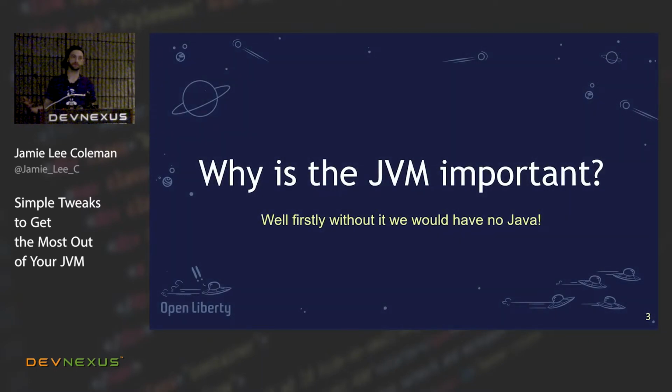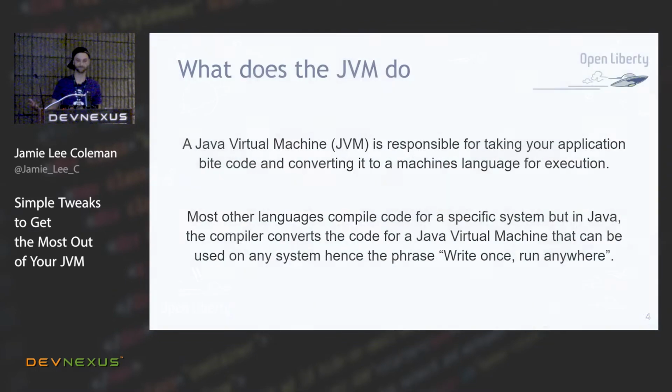Why is the JVM important? Well, as Java developers, our code generally wouldn't run without the JVM. So a bit of an overview of what a JVM is. It's a virtual machine. It's responsible for taking your application bytecode and converting it into machine language. The great thing about the JVM is essentially it can kind of run anywhere, hence the phrase that we use with Java, write once, run anywhere.